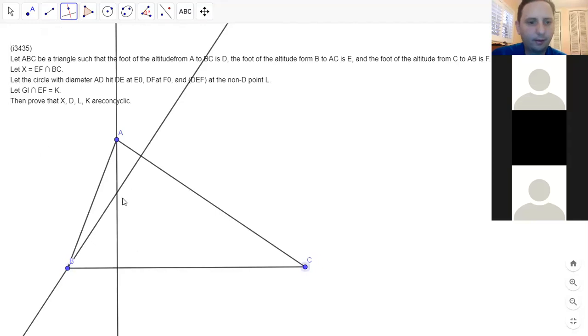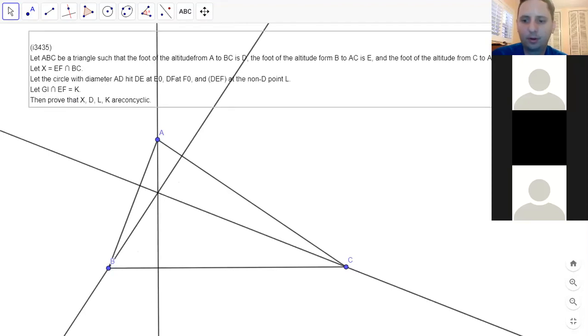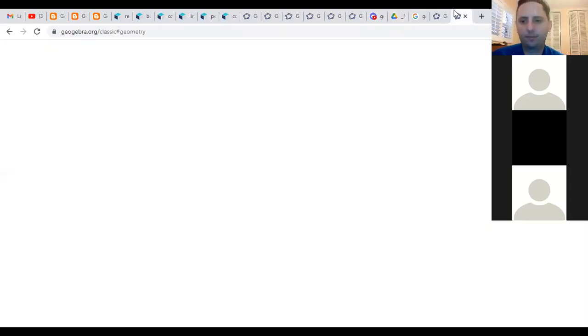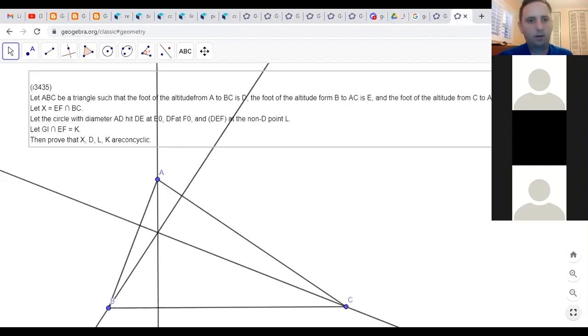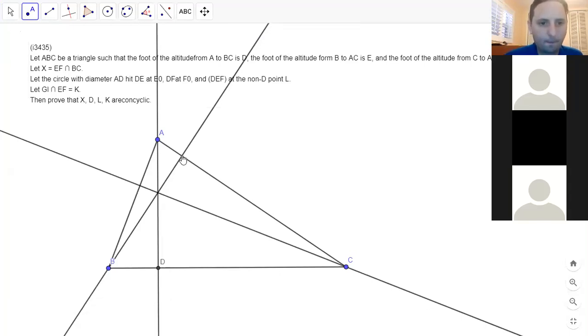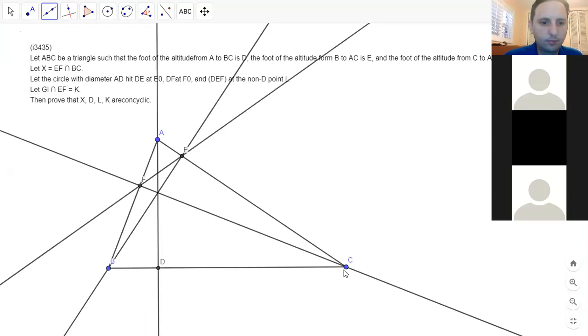Is I the incenter? Because I don't even see I defined in the problem. Let's check that in the book. Is that really how it was stated? Yeah, okay, I'm going to assume I is the incenter. And so we have D, E, and F. This is X.